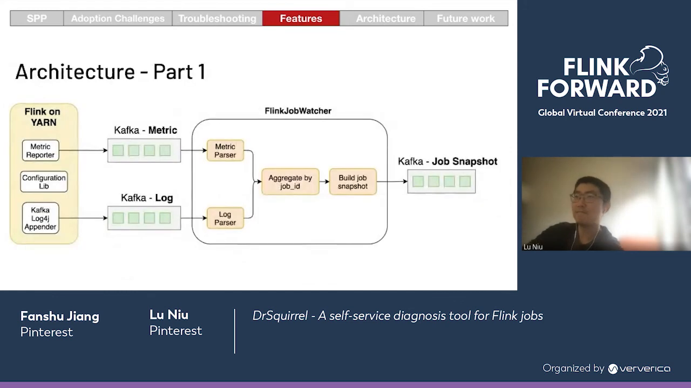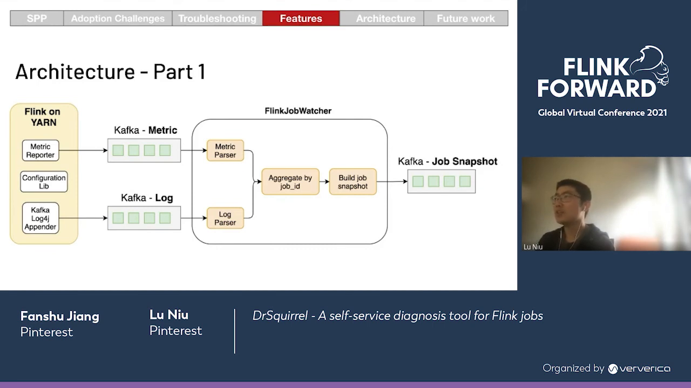Next slide, please. In the last part of the talk, I'm going to talk a little about the architecture of DrSquirrel. It consists of two components: the Flink job watcher and the DrSquirrel server. The Flink job watcher, we actually built out several Flink components like metrics reporter, Kafka log4j appender, so that all the running jobs can emit metric and log data to Kafka.